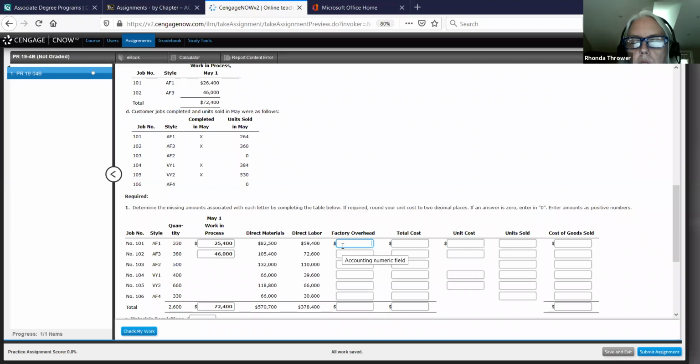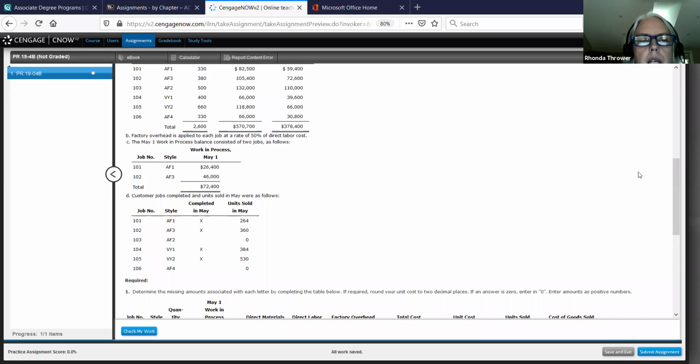cost. Most of the time when we're looking at these, you'll have to read your instructions to see how the factory overhead was driven. If you look at instruction B here, it says factory overhead is applied to each job at a rate of 50% of the direct labor cost. So our total estimated factory overhead would be divided by the direct labor cost, and that would give us this 50% rate. This is a predetermined rate. We did not have to find the predetermined rate. It was given to us, but I think it's important that you know how they came up with 50%.